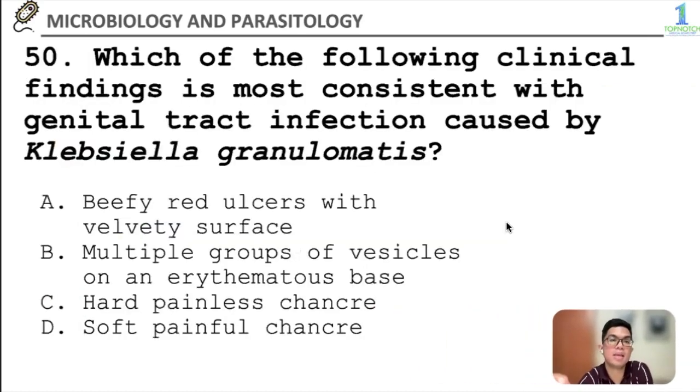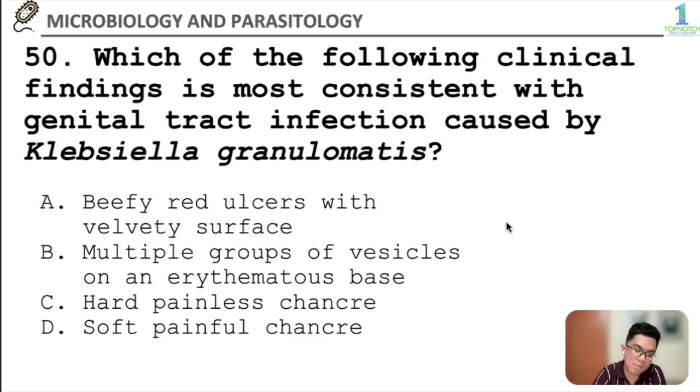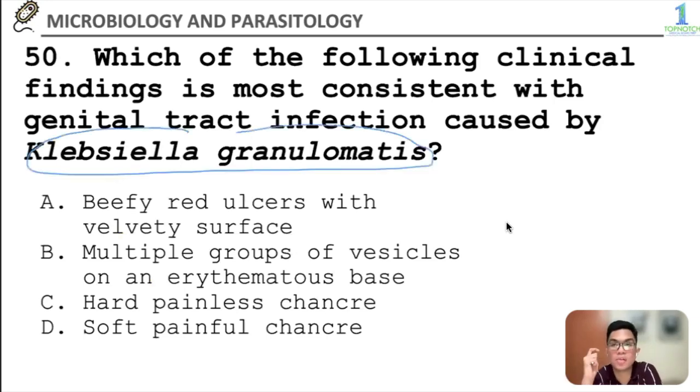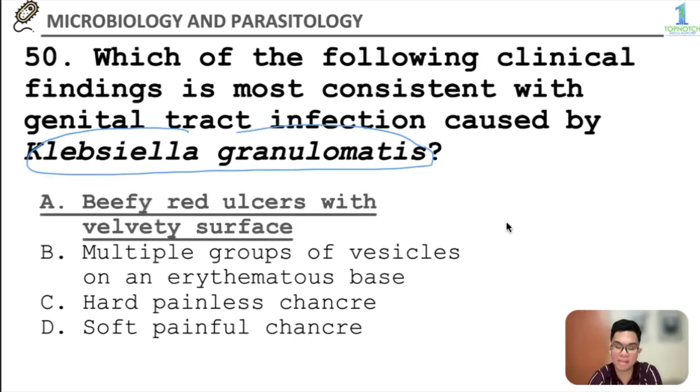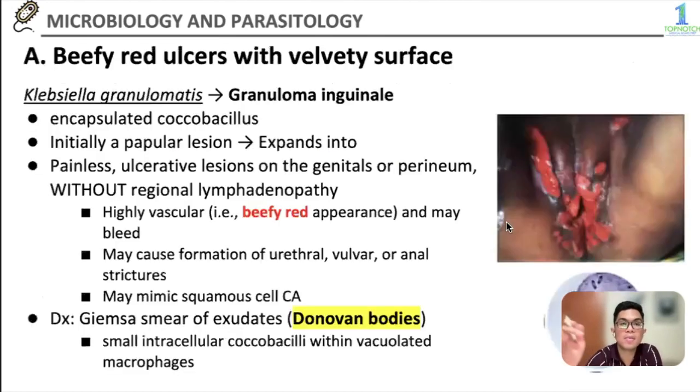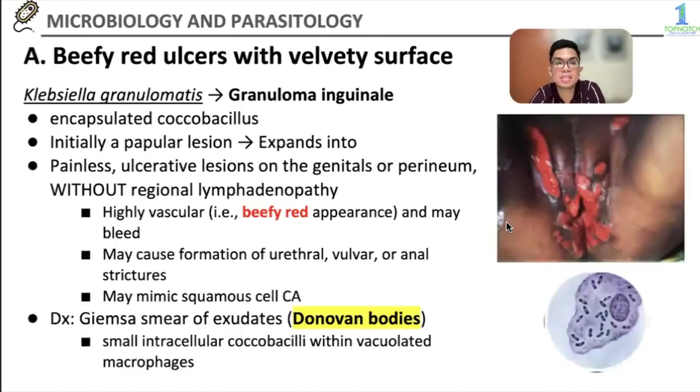Sige. Next, Klebsiella granulomatis. What does it cause? It causes your donovanosis or granuloma inguinale. The characteristic is beefy red ulcers with a velvety surface. K. granulomatis results in granuloma inguinale. Initially, it's papular, but it becomes ulcerative. And note, wala siyang regional lymphadenopathy.